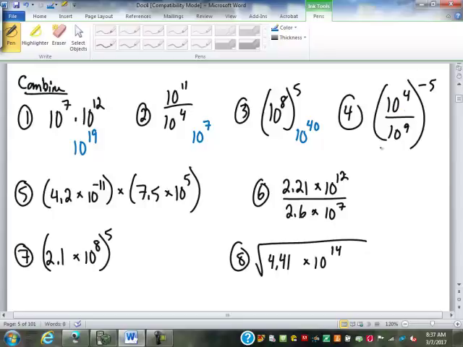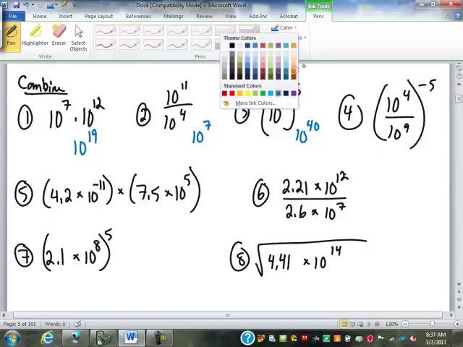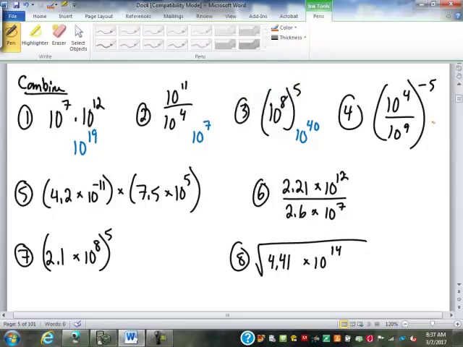This one's a two-stepper. We have to do what's inside the parentheses first. 10 to the 4th divided by 10 to the 9th is 10 to the negative 5th, to the power of negative 5. 10 to the negative 5th to the negative 5th is 10 to the 25th. Negative 5 times negative 5 is a positive 25.